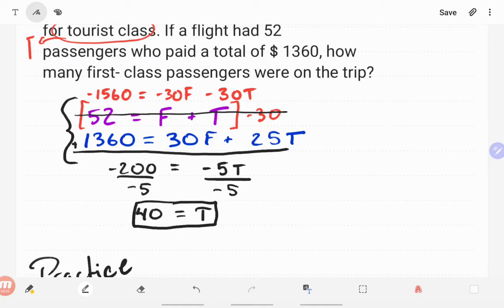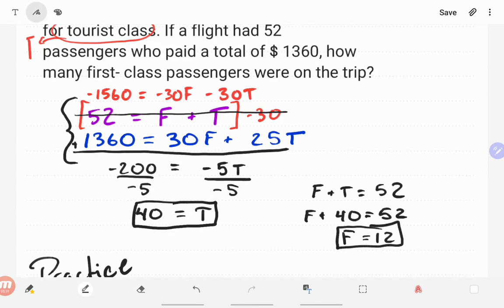If I know how many tourist tickets there are, then it's very easy to figure out how many first class tickets there are, because I know that the number of first class plus the number of tourist is equal to 52. If T is 40, then F plus 40 is equal to 52. Therefore, the number of first class tickets is equal to 12.